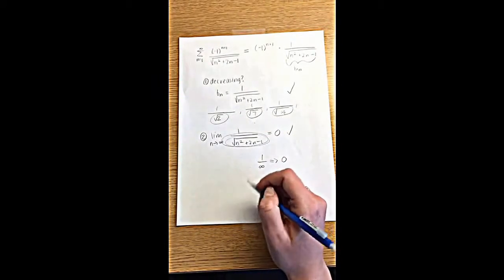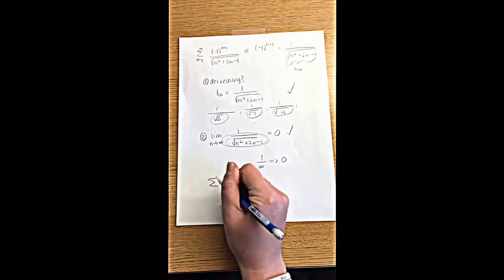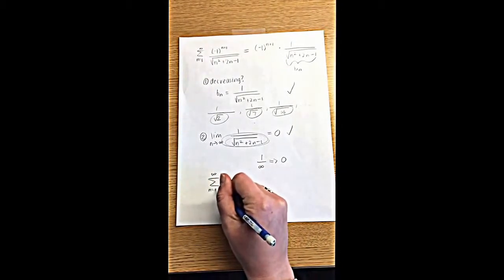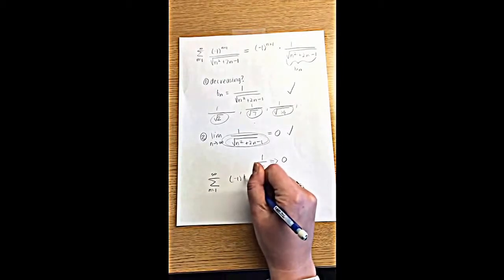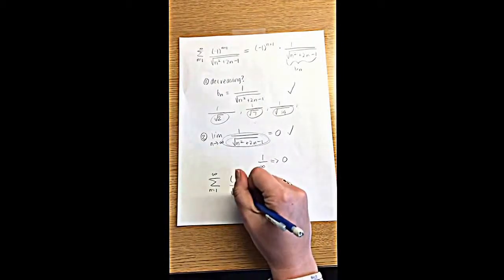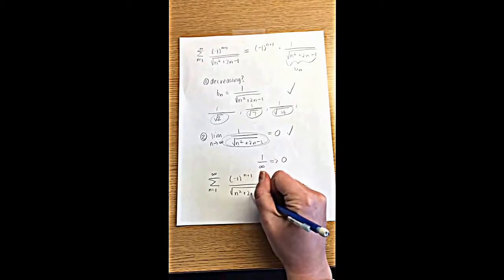Both conditions are satisfied. Now we can say that this alternating series from 1 to infinity of (-1)^(n+1) over the square root of n squared plus 2n minus 1 does converge.